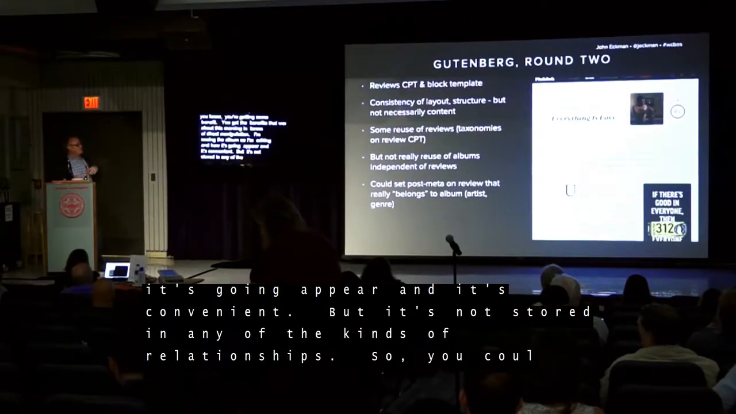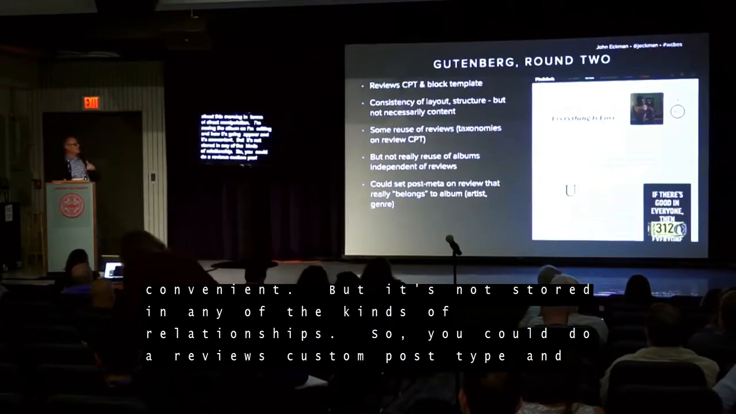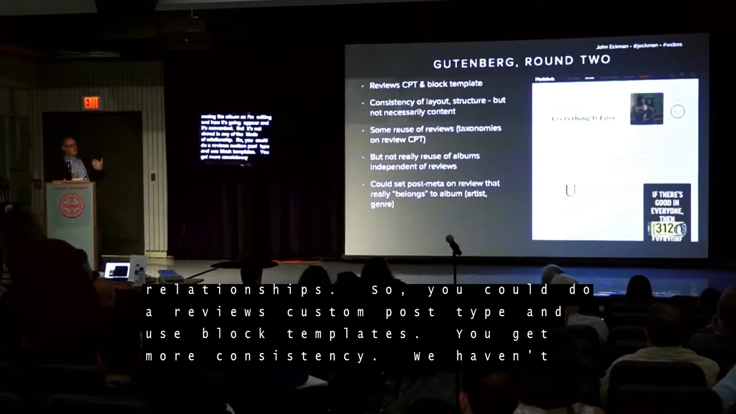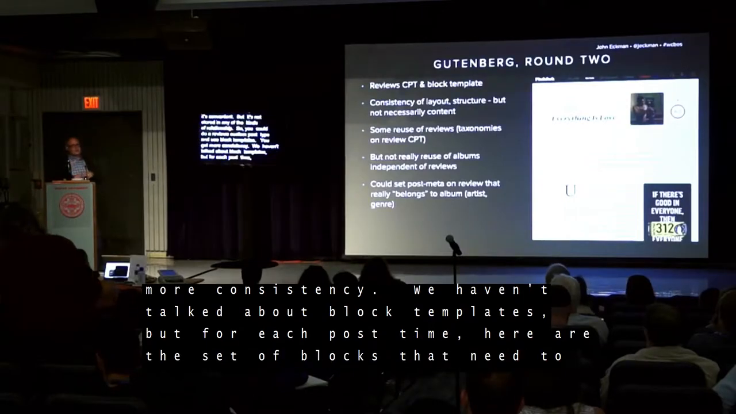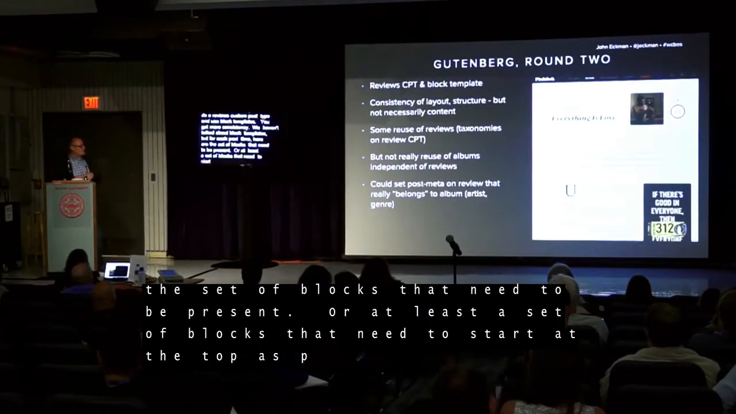So you could do a reviews custom post type, and then you could use block templates. So what you would get is more consistency of layout and structure. And I know we haven't talked about block templates yet, but essentially, for each post type, you can say, here's the set of blocks that need to be present, or at least a set of blocks that need to start at the top as placeholders. So you could sort of enforce a little bit more layout and structure.